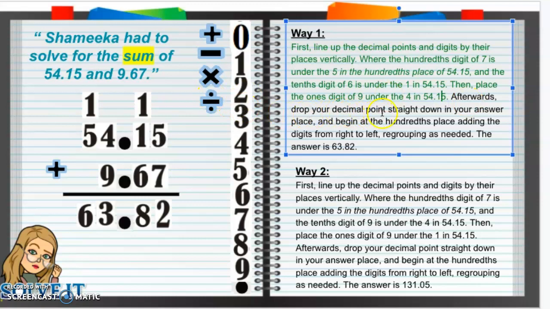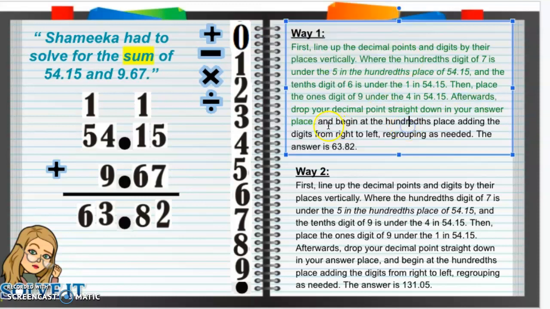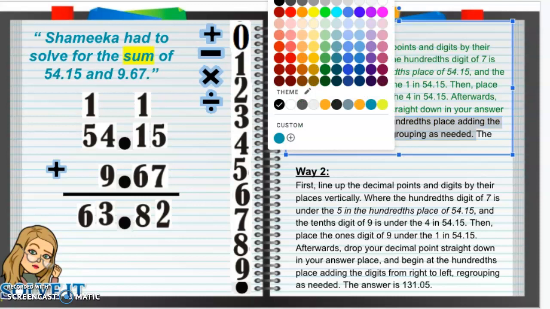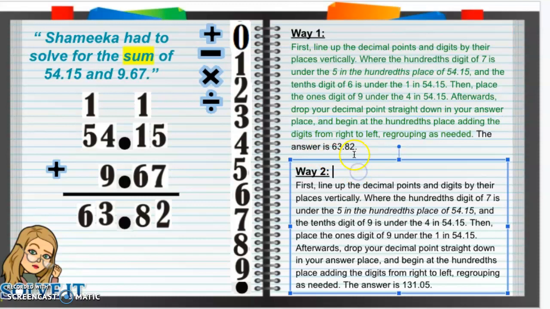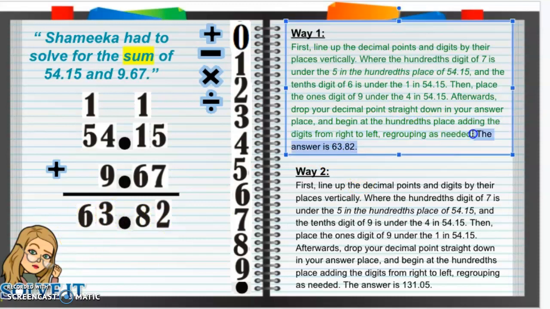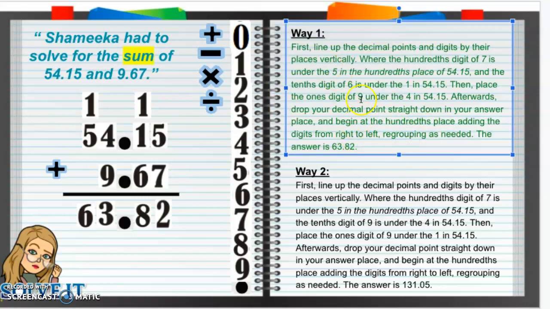Afterwards, drop your decimal point straight down in your answer place. Yes, we did. We dropped it low. And begin at the hundredths place, adding the digits from the right to the left. Regrouping as needed. Yep, we regrouped as we needed to. And we were adding. So that was good. And the answer is 63 and 8200ths. Yes. But now let's double check. Let's look at our next one and color code those, because what if we made a mistake here?